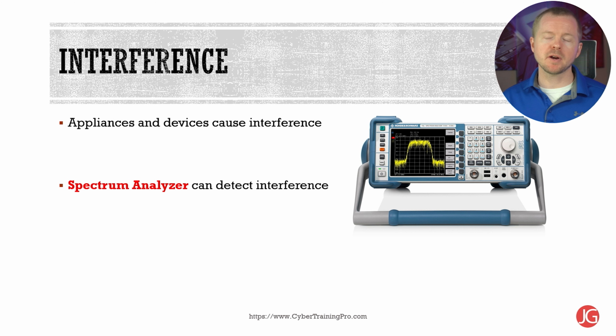Radio frequency interference, or RFI, can be a big issue with wireless networks. We've already talked about channel overlaps, but you can get interference from office appliances or all kinds of different devices. I recommend that you use a spectrum analyzer to help detect a lot of these additional signals.